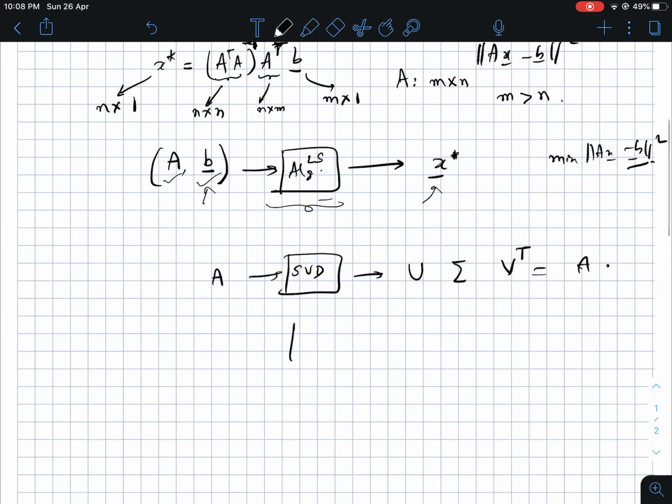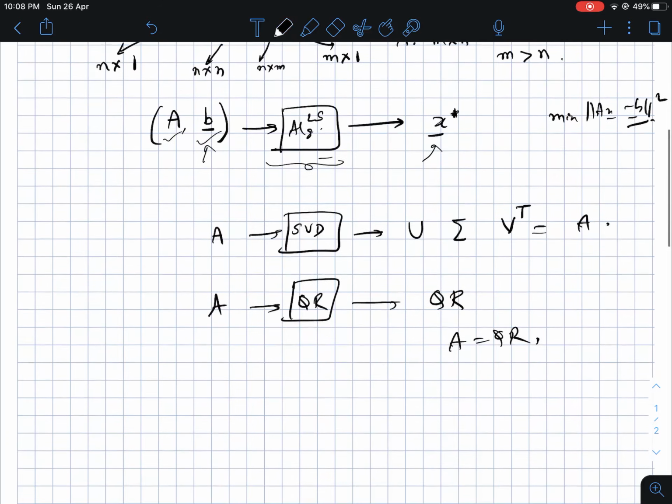Similarly, as a decomposition, let's say the QR algorithm will take a matrix A as an input and generate Q and R as output, such that A is equal to QR. So here two matrices are generated as outputs. Q is orthogonal and R is upper triangular.